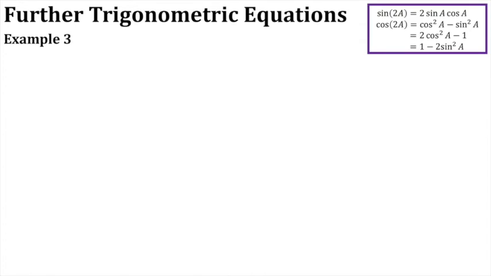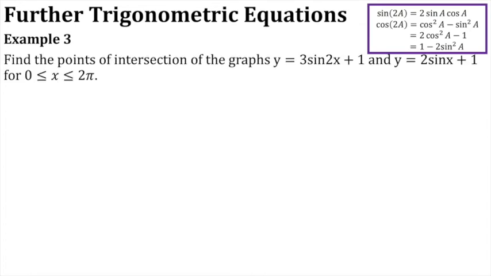Okay, welcome back folks. So example 3 this time, we want to find the points of intersection of the graphs y equals 3 sine 2x plus 1 and y equals 2 sine x plus 1 for x lying between 0 and 2 pi.